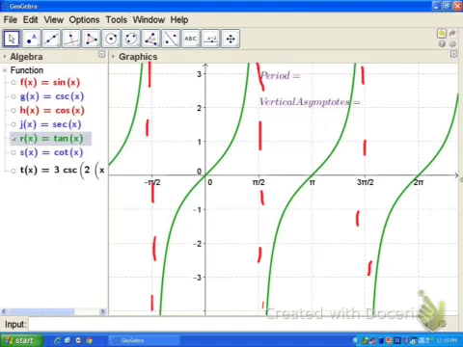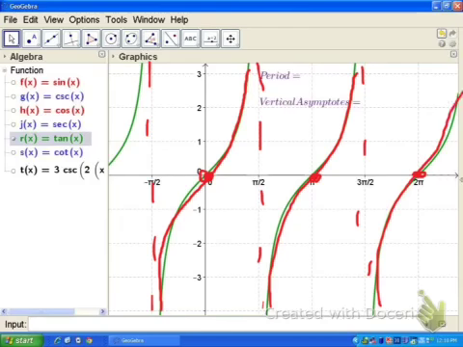What you'll also see smack dab in the middle of those vertical asymptotes, you'll see that the graph of tangent actually crosses over the x-axis. And those would be at all your values of pi. And the last thing you want to notice is that the graph always rises from left to right. And it starts over again by rising from left to right.